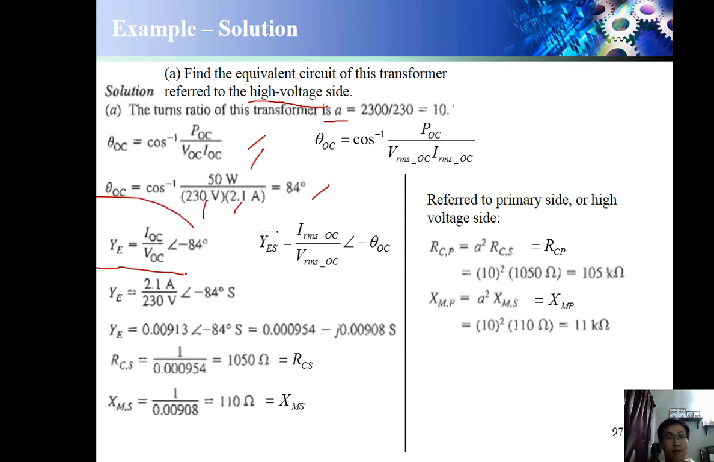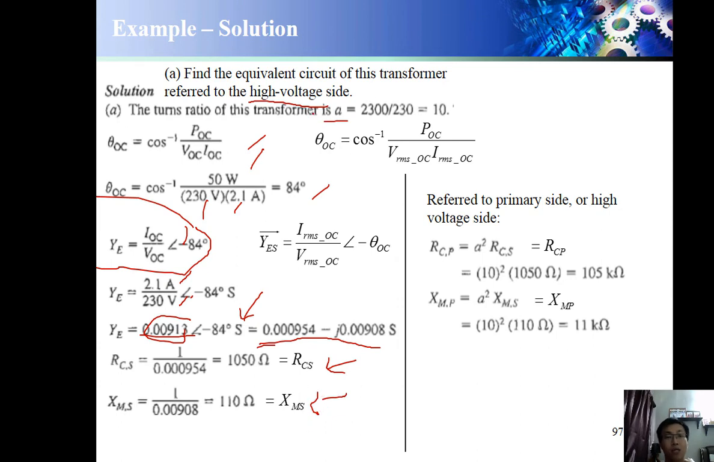Then I want to find this one, right? So remember, with a negative 84 degrees. Given. Then I convert into this value first. I get polar, and then I convert into rectangular form. Then I find my RCS and XMS.